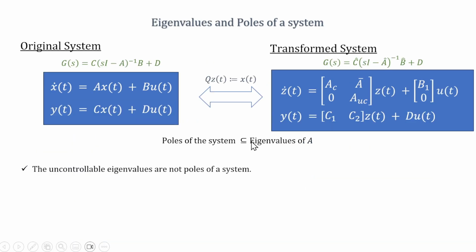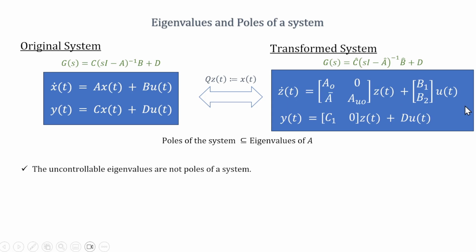Now let us look at the relation between eigenvalues and poles of a system. Again, for uncontrollable systems, we had already seen that the uncontrollable eigenvalues are never the poles of a system because they do not show up in the transfer function's denominator. In the same way, for the unobservable case also, we can look into that.